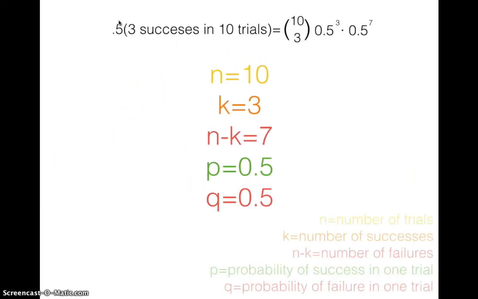Remember, n equals the number of trials. So you're flipping the coin 10 times. That means that there's 10 trials. K equals the number of successes. Now, you get heads 3 times. That is the number of successes. n minus K equals the number of failures, so the times that you get tails. p equals the probability of success in one trial, and q equals the probability of failure in one trial. Since there's only two possible outcomes, either heads or tails, there's a 0.5 or 50% chance that you will succeed or that you will fail.